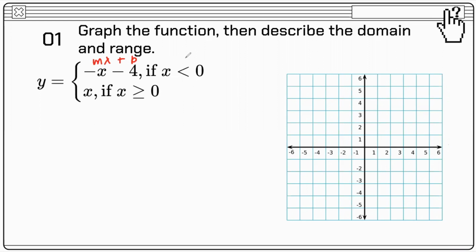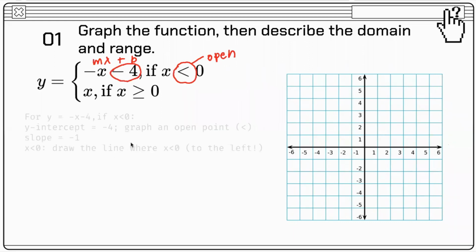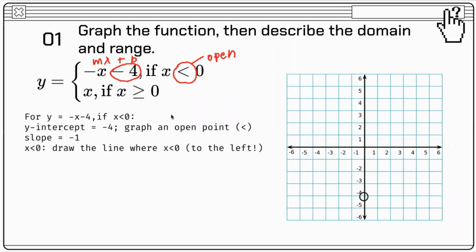I'm going to go ahead and start by graphing y equals negative x minus 4 if x is less than 0. First step you want to do is look at your inequality symbol. It's less than, so we know we're going to use an open circle at our y-intercept of negative 4. So go ahead and graph your open circle at your y-intercept, and from there you want to look at your domain. And this is how you're going to determine which part of your graph you're going to draw.